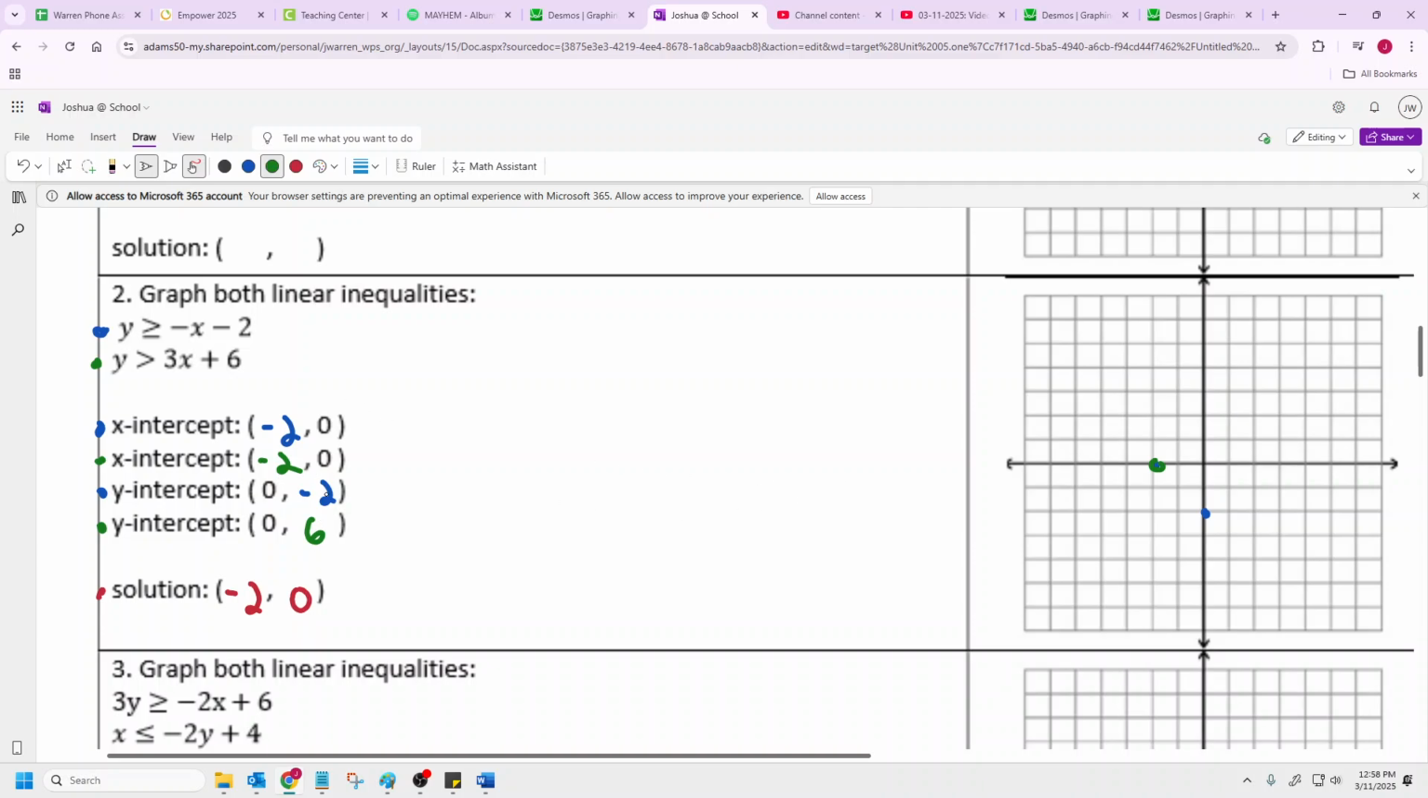So just follow the math and then plot the points as you need them. My y-intercept is (0, 6). So 0, 1, 2, 3, 4, 5, 6. Here it is. Now I'm going to go ahead and mark my solution as well in red. It's right here. I know it's weird. And then I'm going to push pause and try to get my lines there.